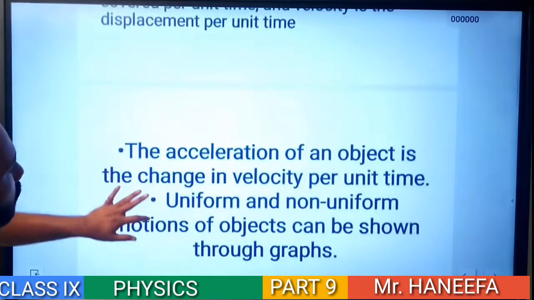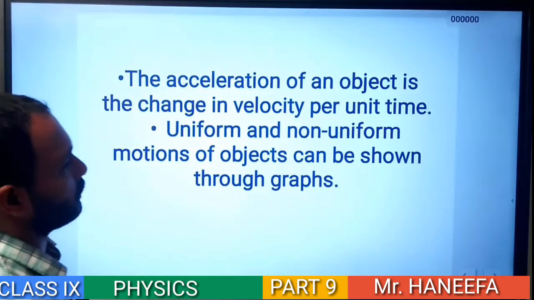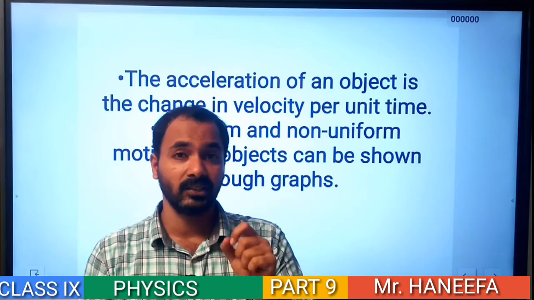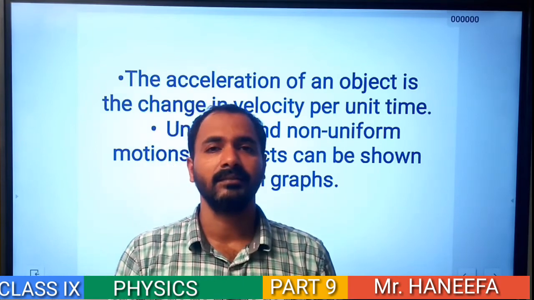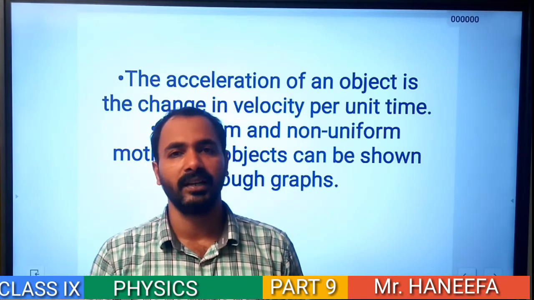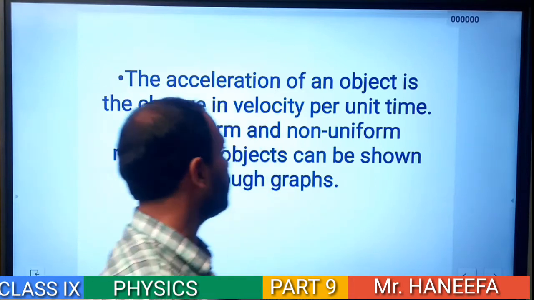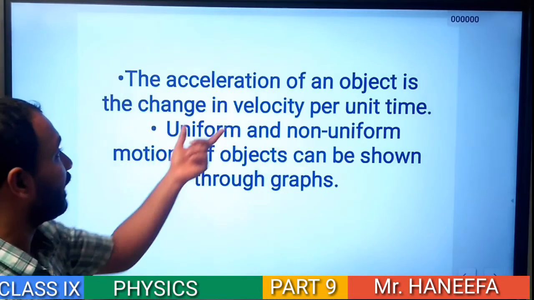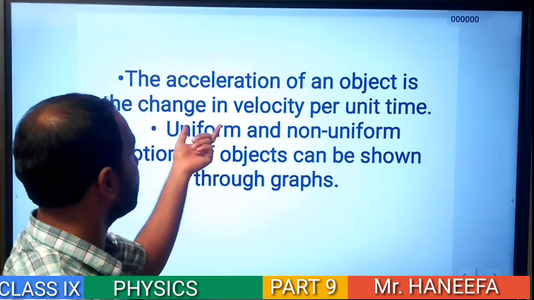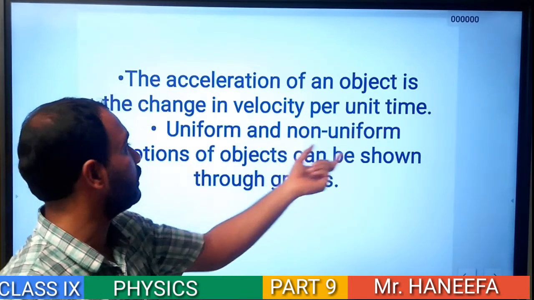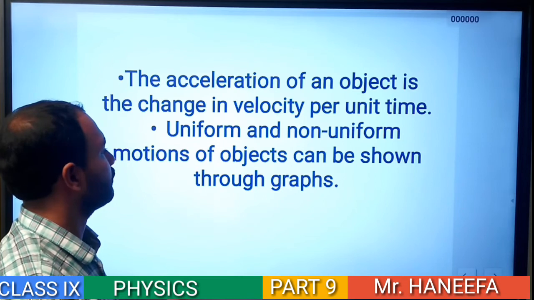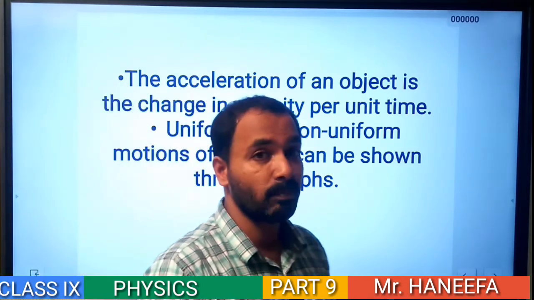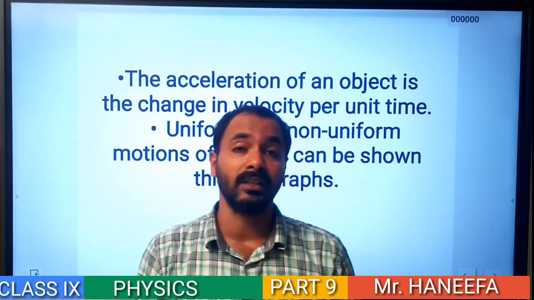Okay. Next, what is acceleration? Acceleration is the change in velocity divided by time. What is the unit of acceleration? Meter per second square. Acceleration of an object is the change in velocity per unit time. Okay. Then uniform and non-uniform motions are explained using a graph.